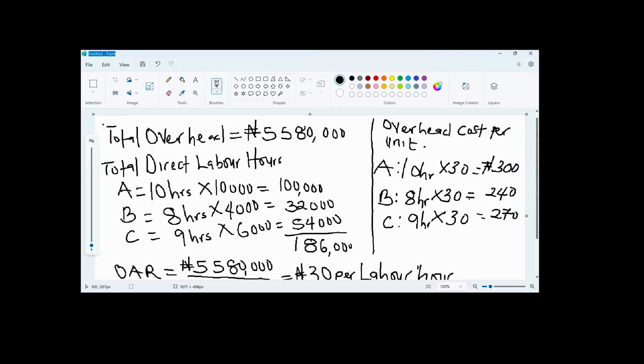That is 300 naira, 240 naira, 270 naira. This is what we call overhead cost per unit. We multiply hours by rate per hour. You can now go back to page 1.